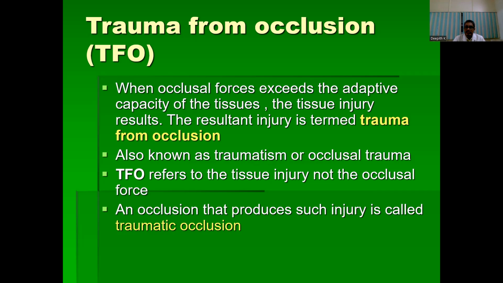Trauma from occlusion refers to the tissue injury, not the occlusive force. The occlusion that produces the injury is called traumatic occlusion. The injury is termed trauma from occlusion. The occlusion is termed traumatic occlusion.